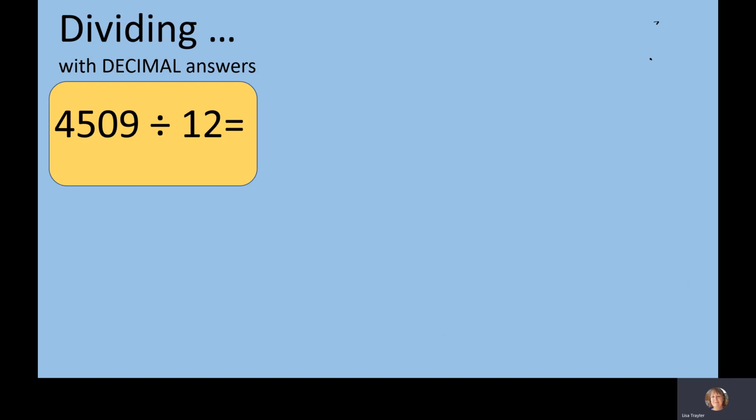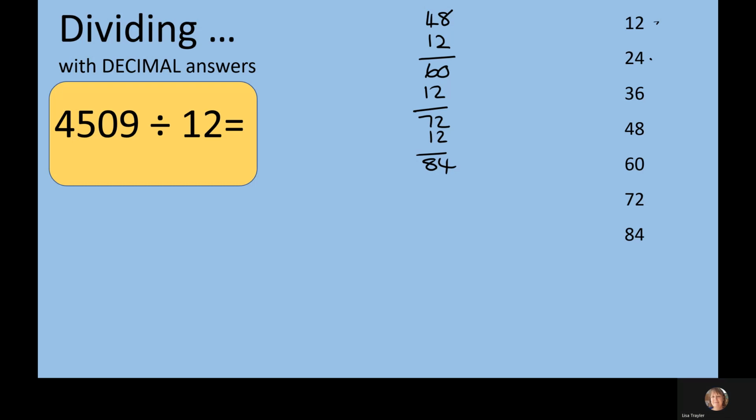We've got 4,509 divided by 12. If we're dividing by 12, the best thing to do would be to set up your 12 times table. So you've got 12, 24, 36, 48, and so on. Nothing says you have to do that in your head. We've got 48 so far. Let's add another 12. That gives us 60. Add another 12. That takes you to 72. Keep using your notes. Add another 12. That takes you to 84. And so on. I will continue the remainder in my head.